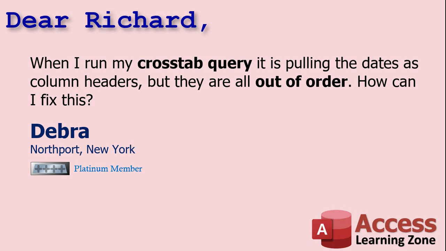So she says, when I run my crosstab query, it's pulling the dates as column headers, but they're all out of order. How can I fix this? She says she's getting like January 1st, January 2nd, January 15th, January 4th.